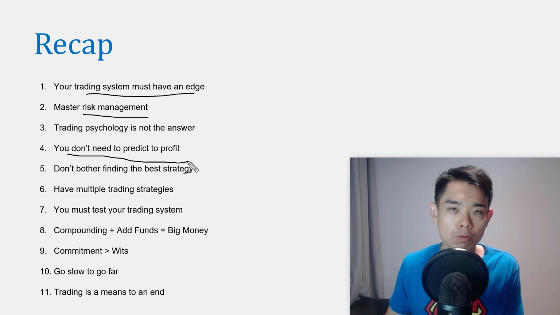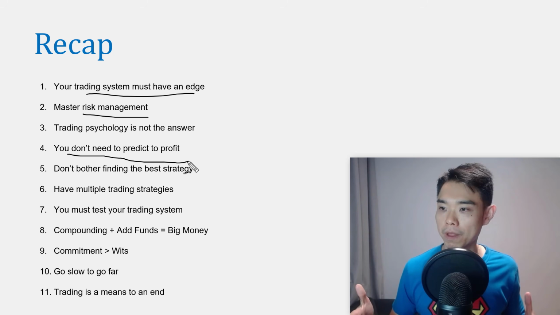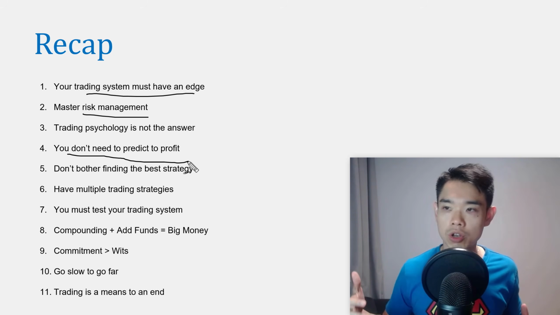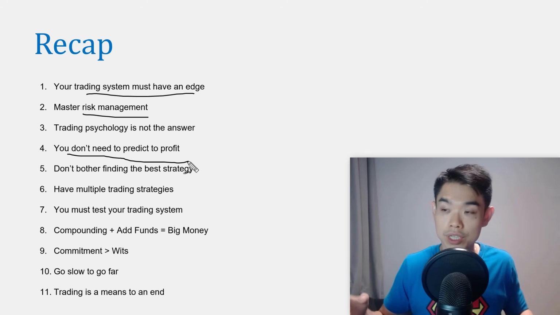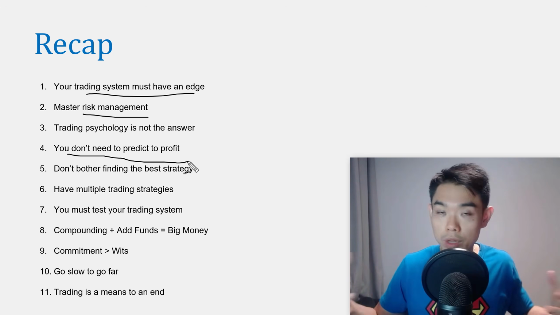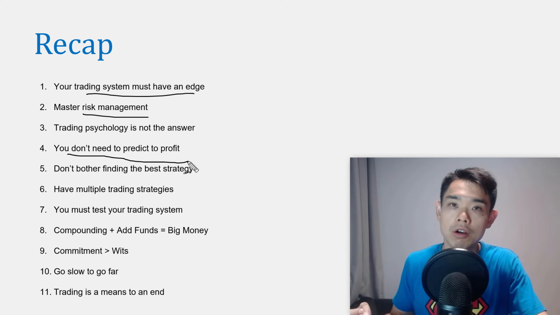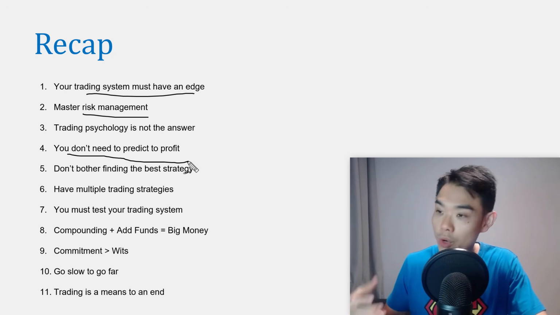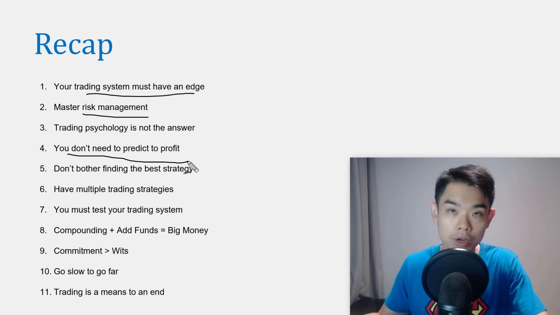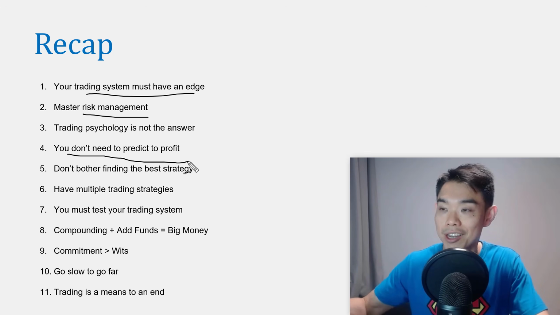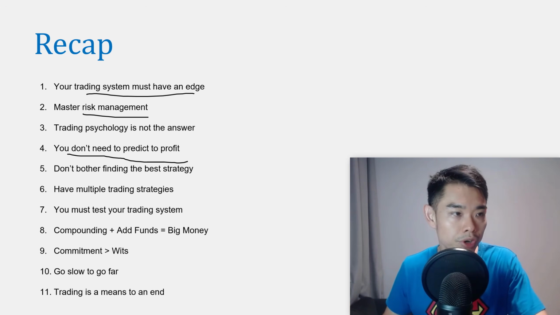Number 4, you don't need to predict to profit. I've shared with you that if you have an edge and sound risk management, you may not know whether the next 1 trade, 2 trades, 3 trades are winning or losing trades. But what I can assure you is that if you have an edge and risk management, you will be profitable in the long run. That's the power of having an edge with sound risk management and the discipline to follow your rules. You don't need to predict whether the next trade will be a winner or loser, but you know, in the long run, you will be a profitable trader.